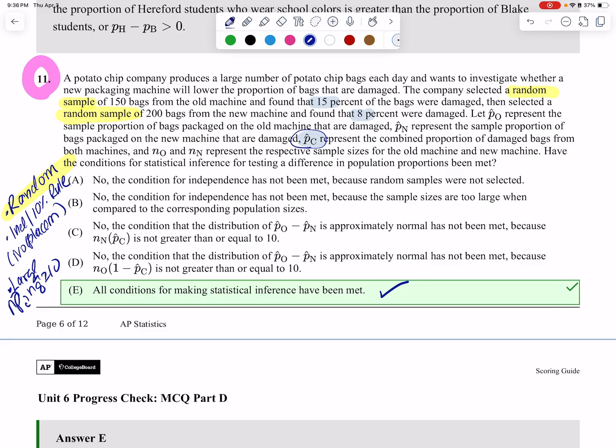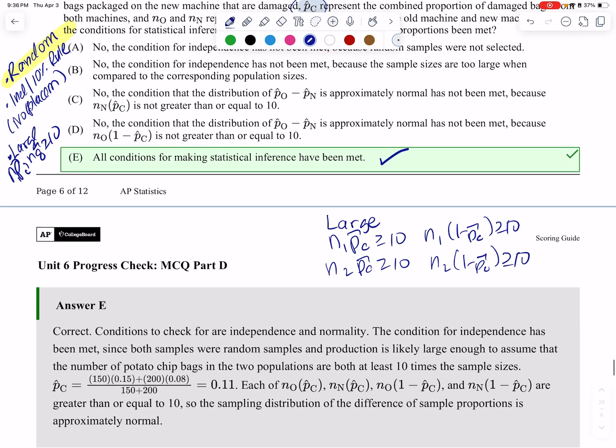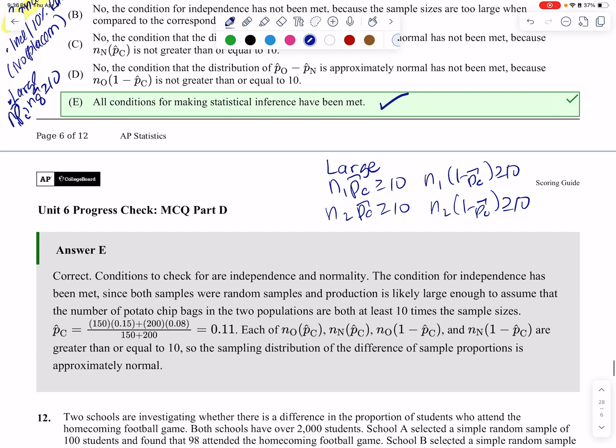So, for large, I'm going to just write it over here, because I have a two proportion test, it's n1 p-hat C greater than or equal to 10, n1 times 1 minus p-hat C greater than or equal to 10, n2 p-hat C greater than or equal to 10, and n2 times 1 minus p-hat C greater than or equal to 10. Those are the four things we need to check. And actually, it did it here for me.